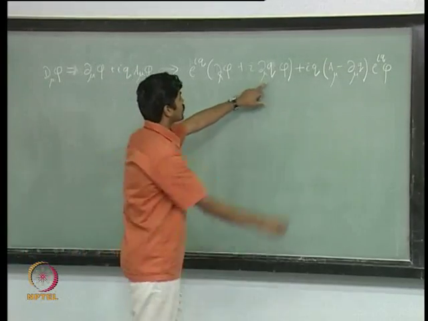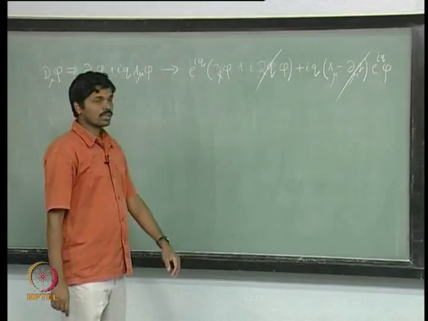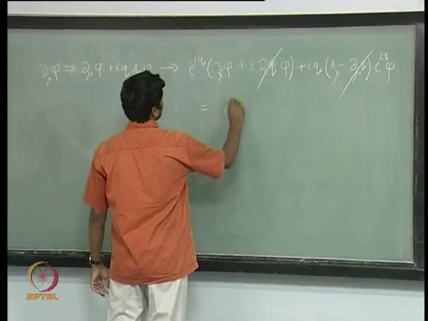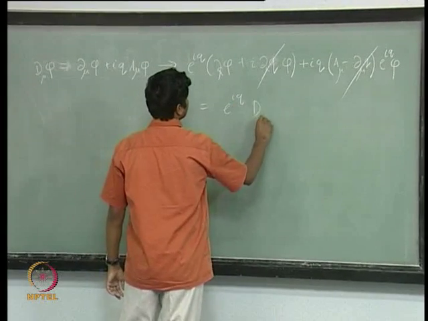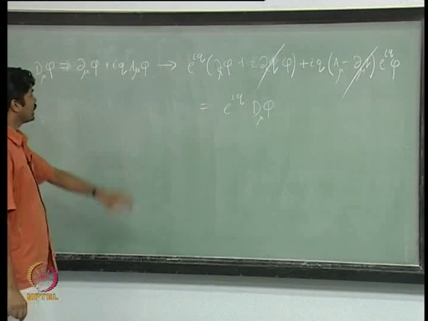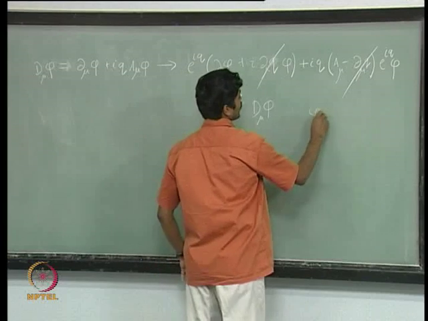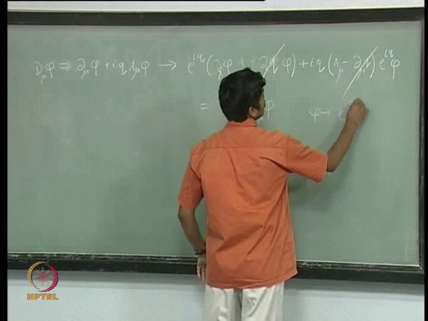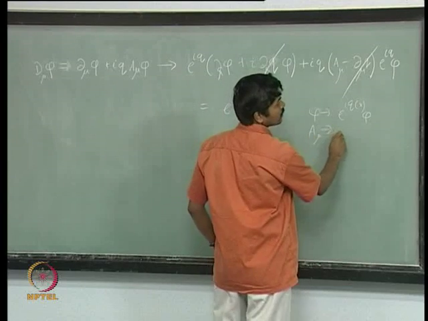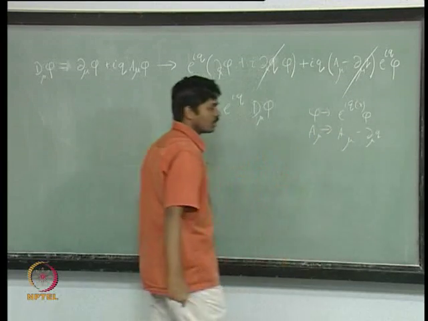As you can see, this term here cancels with this term because of this minus sign, all other terms remain the same. So, what you get is e^{iqθ} times D_μ φ. So, this D_μ φ transforms covariantly under the transformation φ goes to e^{iqθ(x)} φ and A_μ going to A_μ minus ∂_μ θ.